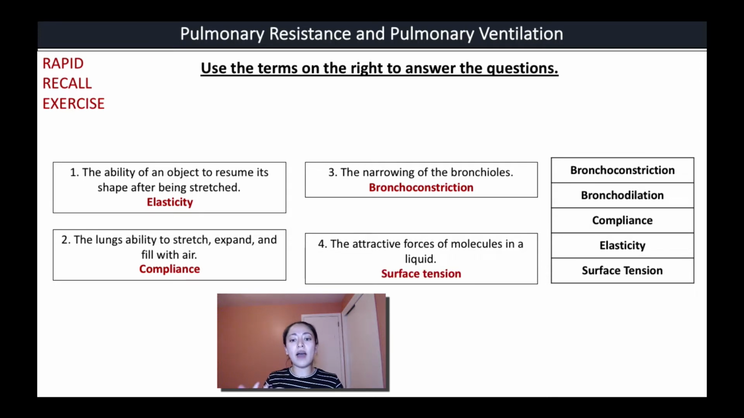Okay, so if you have a lot of surface tension, then the molecules are clinging together really easily. Sometimes surface tension is good. You want a lot of surface tension in the pleural cavity so that the membranes stick together. You do not want a lot of surface tension in the alveoli because you do not want the walls of the air sacs to cling together.